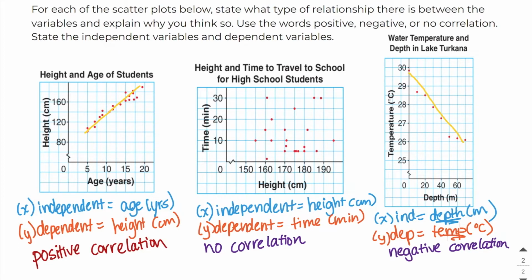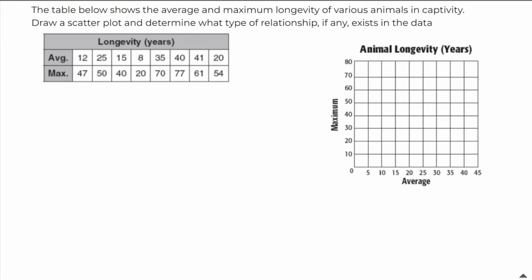All right, so now let's talk about how to graph out some scatter plots. So here it says the table below shows the average and maximum longevity of various animals in captivity. And just to note, longevity just means how long the animals will live, okay? So draw a scatter plot and determine what type of relationship, if any, exists in the data. So here, this is nice because it labeled it for us. It labeled the independent variable as average and then the dependent variable as the maximum. And so let's go ahead and do our graphs, okay?